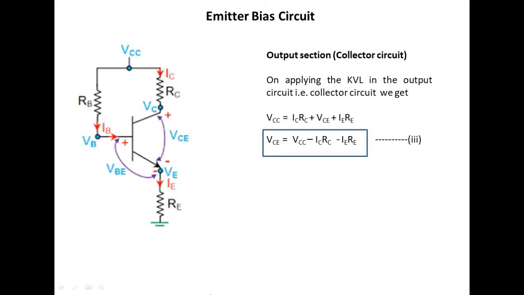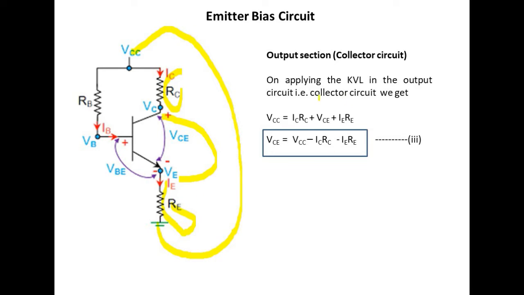Now come to the output section. On applying the KVL on the output section, I mean in this section, VCC will be equal to IC RC plus VCE plus IE RE. So we get VCC is equal to IC RC plus VCE plus IE RE. With the help of this equation we can find VCE as VCC minus IC RC minus IE RE.